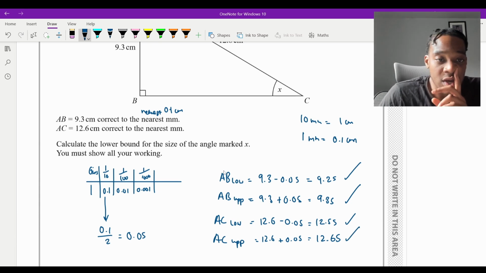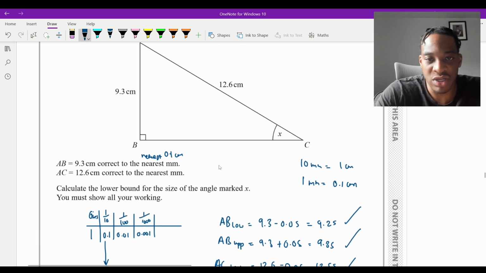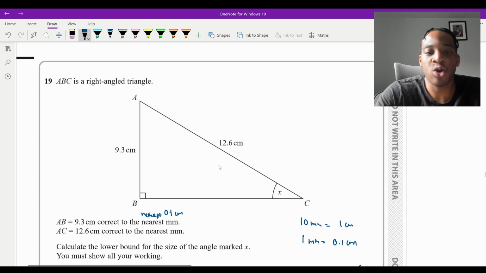Yeah? Now, the question asks us for the lower bound for the size of the angle marked X. We're dealing with a right angle triangle. Well, how could we get the angle X? It's just trigonometry, isn't it? This is just SOHCAHTOA, right? So I'm going to write the acronym SOHCAHTOA here. What you want to do is label your right angle triangle first. Now remember, this is the angle here.